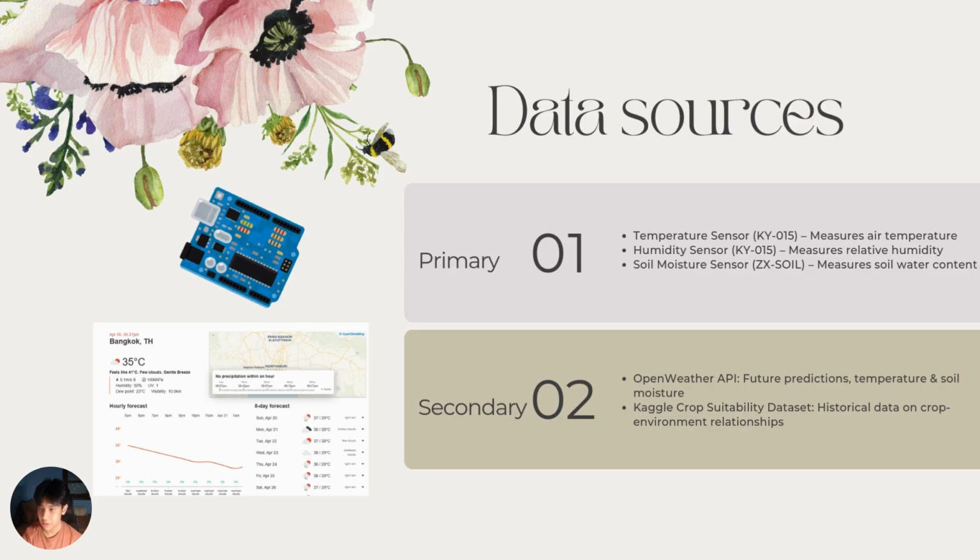For our data sources, our primary data are collected from three sensors, which collect the values of temperature, humidity, and soil moisture. For the secondary data, we collect from the Open Weather API, which provides values of temperature and soil moisture, which we use to predict the moisture later on. And the last one is the Kaggle crop suitability dataset, which provides historical data on crop environment relationships, which we use to predict our crop recommendation.